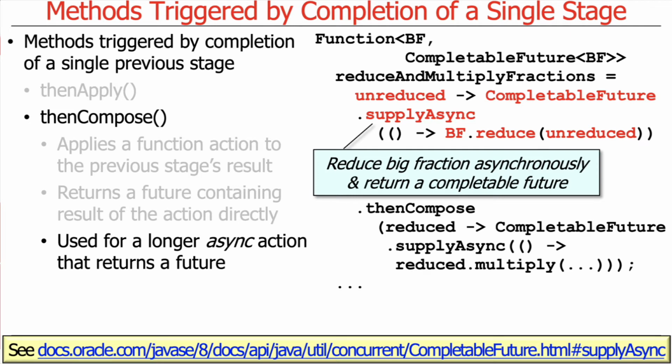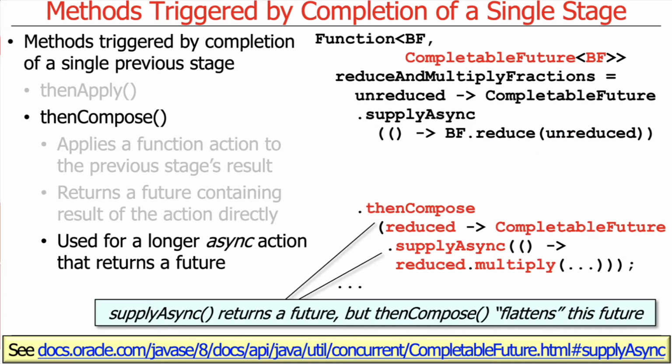Just remember that. It's going to reduce the big fraction asynchronously and return a completable future, which will be triggered when the asynchronous computation is done. We're now going to use thenCompose. Notice we say thenCompose, and we take another call to CompletableFuture.supplyAsync.